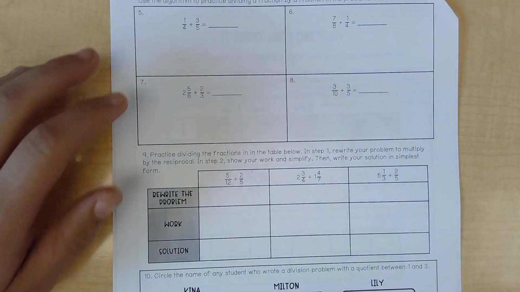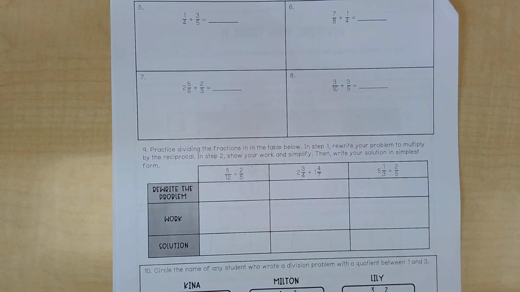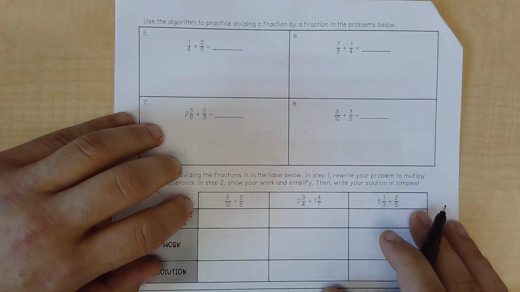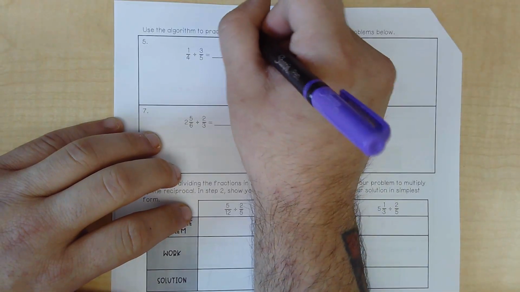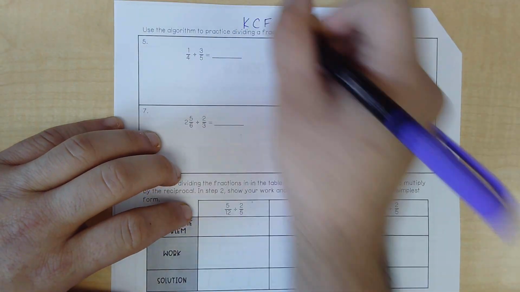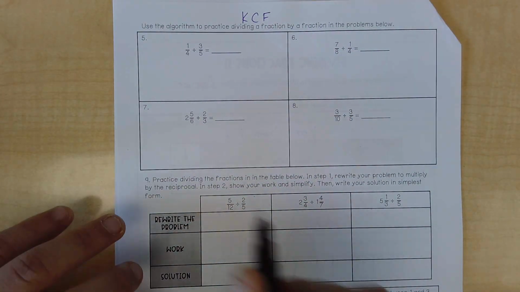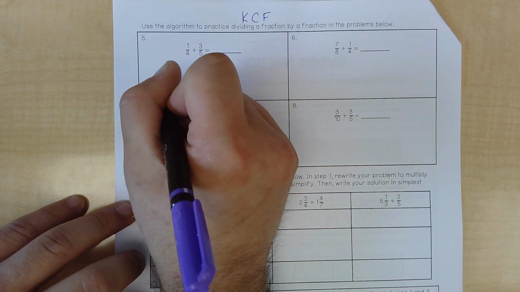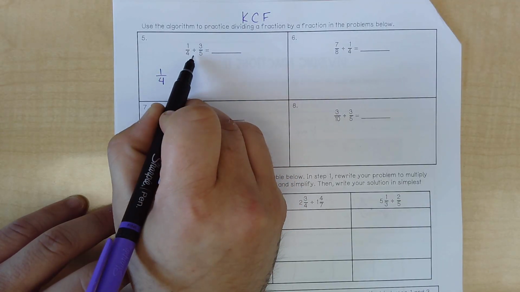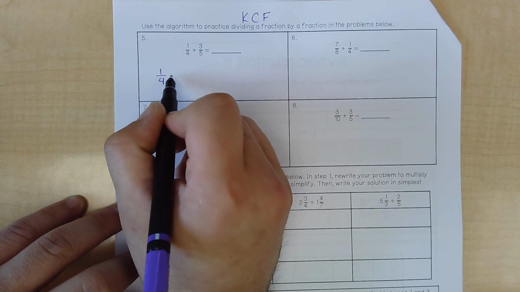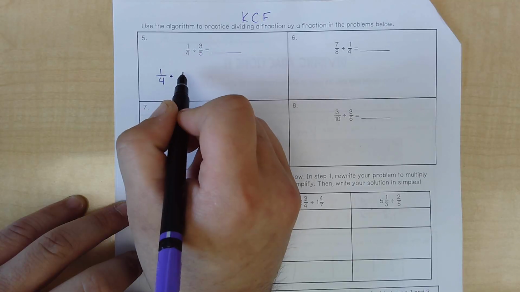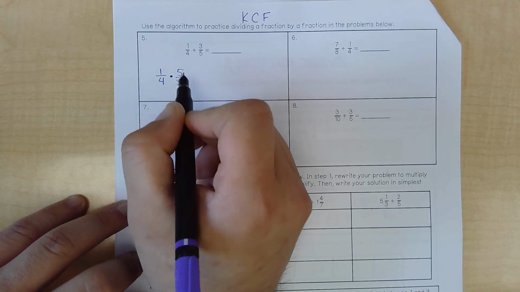Next page. Okay, here we're going to continue to practice. Okay, so remember, at the top we're writing KCF. Keep, change, flip. Okay, so we're going to keep our first fraction. We're going to change our division sign to a multiplication sign. We're going to flip 3/5 to 5/3.